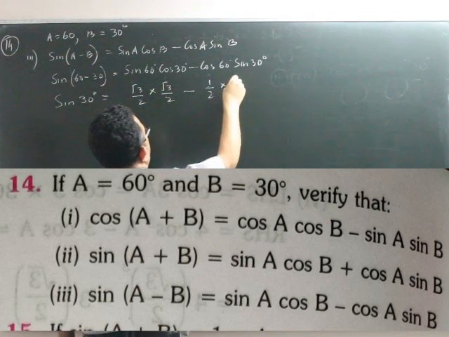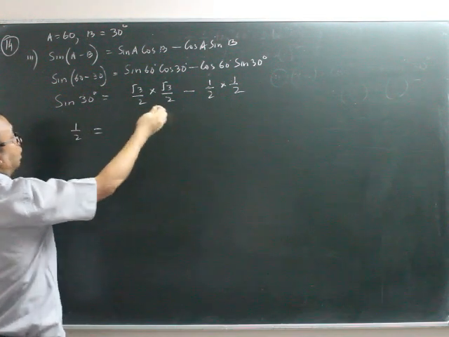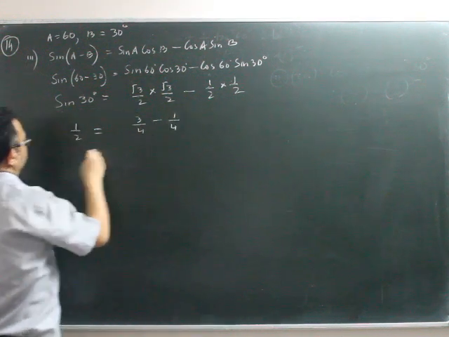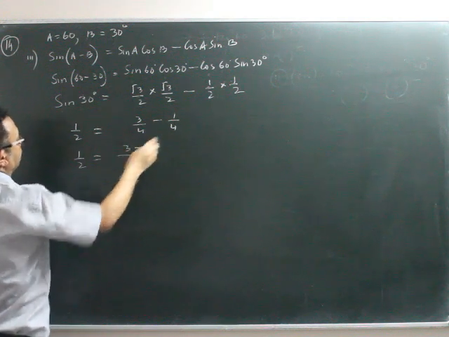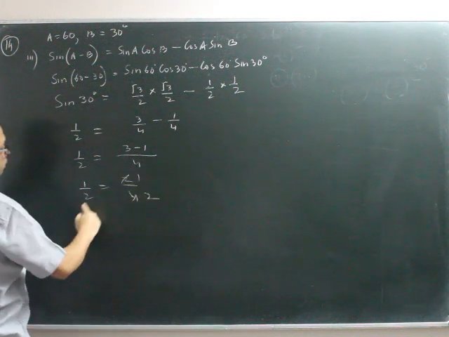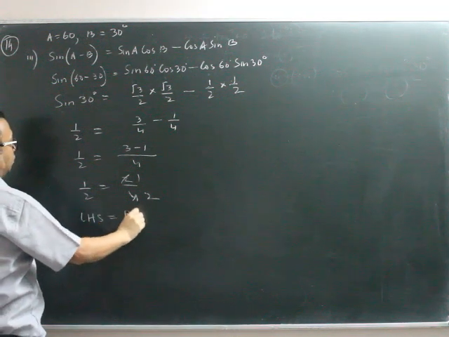So left hand side I got half, which means right hand side I also have to get half. Root 3 into root 3 is 3 by 4 minus 1 by 4. Taking 4 as an LCM, it is 3 minus 1 by 4, which is 2 by 4. When you cancel it, left hand side and right hand side are both half. So left hand side equals right hand side. You were asked to prove this. This is your question number 14.